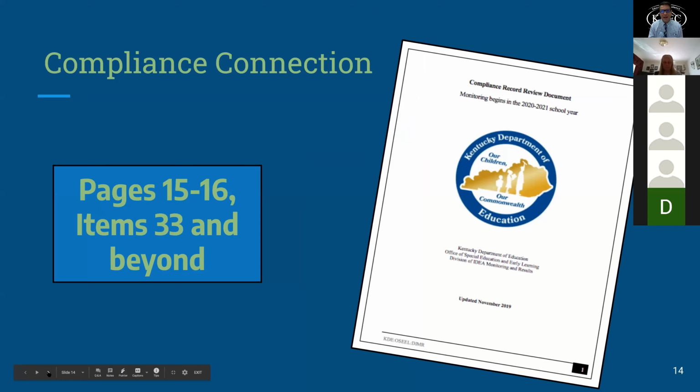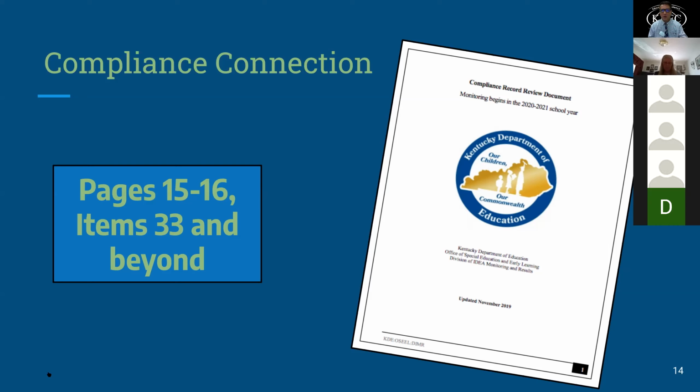We also have a compliance connection. If you do get an audit, if your district is audited, either through a consolidated monitoring visit or through a desk audit, they're going to look at things that surround pages 15 and 16. They're going to look at items 33 and beyond, and that really centers around the IEP. They're going to look to see if you're providing a well-written IEP, that it's measurable, if you've included the parents in that information, if you've done the things that you needed to do around transition, and if you've kept your timelines.